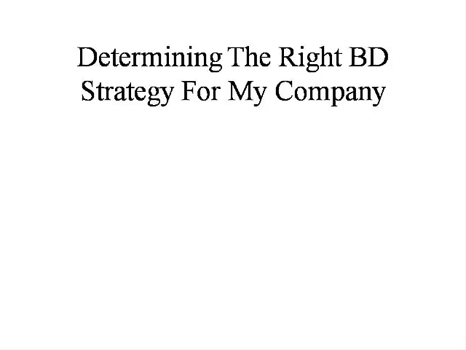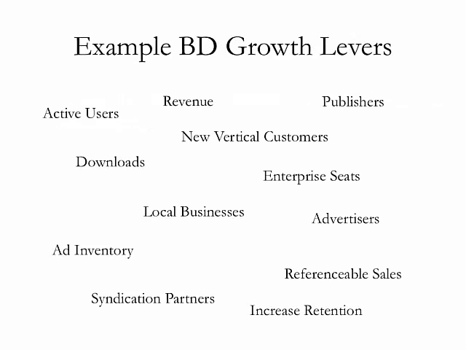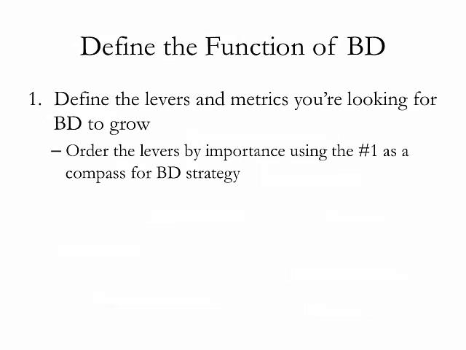So let's talk about determining the right business development strategy for your company. Doing this starts with defining the function of BD. And doing that starts with defining the levers and metrics you're looking for business development to grow. So what are some example potential BD growth levers? You could be looking to drive active users, advertisers, syndication partners, revenue, new vertical customers, publishers. The list goes on. And ultimately, it's dependent upon what your company goals are.